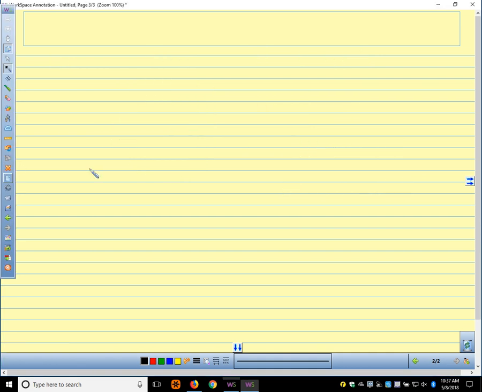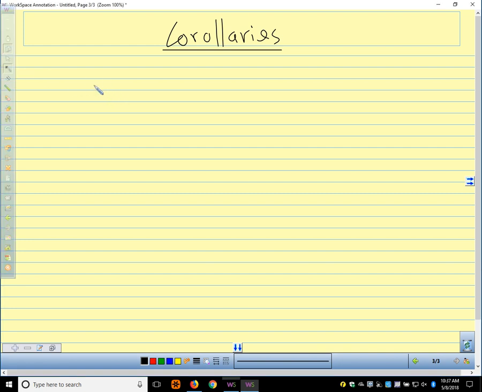All right, some corollaries of our theorem. And remember, corollaries are just other theorems that we can figure out easily once we know our main theorem. The first one is: two inscribed angles that intercept the same arc are congruent.